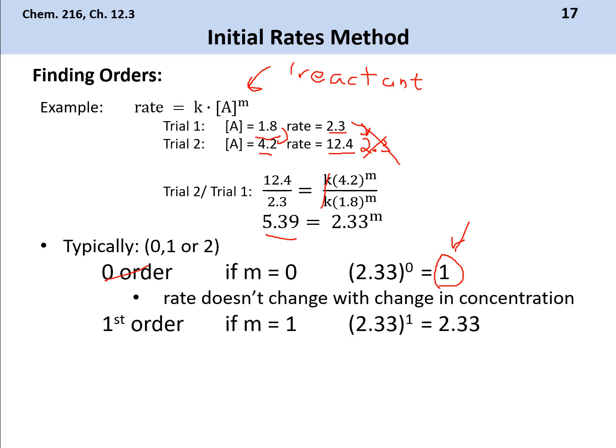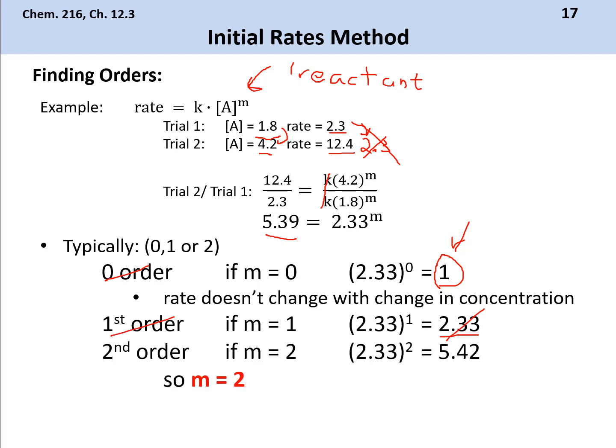Let's try first order. If m is equal to 1, that'd be 2.33. So it's not this. So it's not first order. But if it's second order, if m equals 2, 2.33 squared would be 5.42. These are close enough that I'm going to say m is equal to 2. Remember what I said. In lecture, I'm either going to say it's 0, 1, or 2. In lab, it could be a little more difficult.